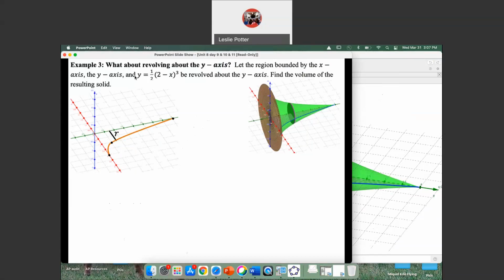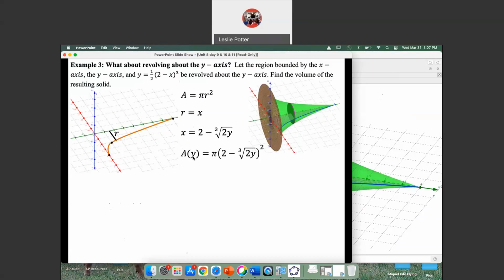Multiply by 2, so we get 2y equals 2 minus x cubed. So we get the cube root of 2y equals 2 minus x. Then we bring the x over here and the cube root of 2y over there. So x is equal to 2 minus the cube root of 2y. This is definitely a calculator question because we're going to have to square that, which involves FOILing. There's no way they would expect you to do all that algebra.